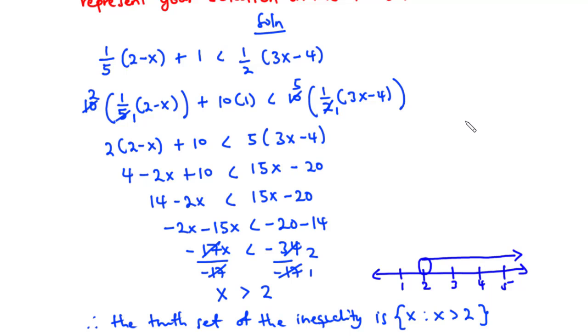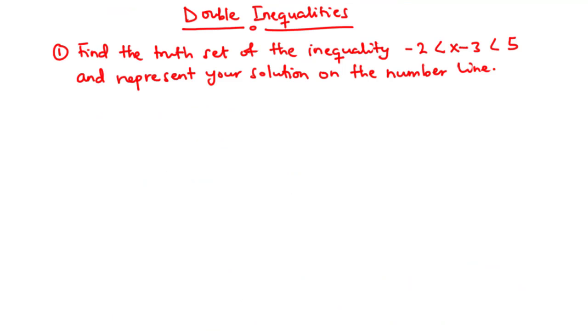Now let's move ahead and solve some questions on double inequalities. So for double inequalities, like the name suggests, there are 2 inequalities in the question. Now let's move on to solve this question. Question 1. Find the truth set of the inequality -2 is less than x minus 3 is less than 5, and represent your solution on the number line.